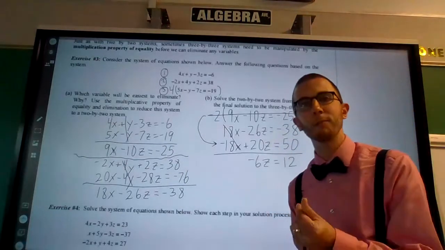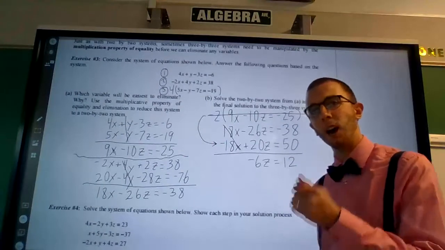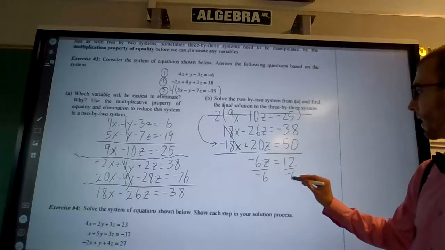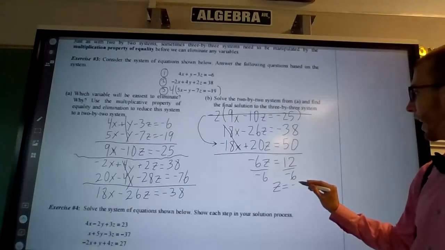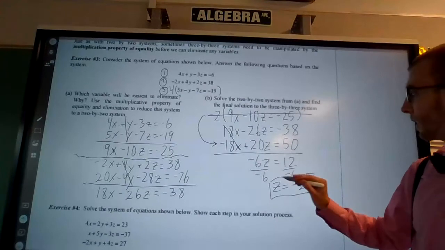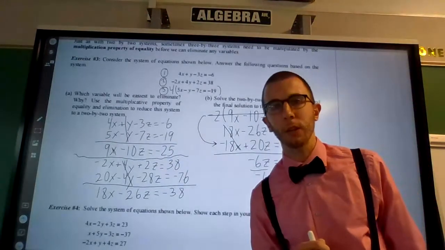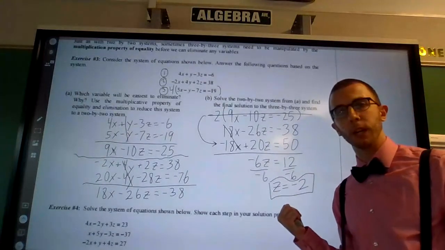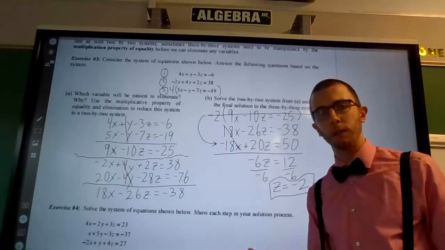And just like that, the value of z is in our pockets. So we divide by negative 6, divide by negative 6. I get z equals negative 2. Bada bing, bada boom. We're 1/3 of the way to our solution. And once we have this first value, we have one of our variables solved.